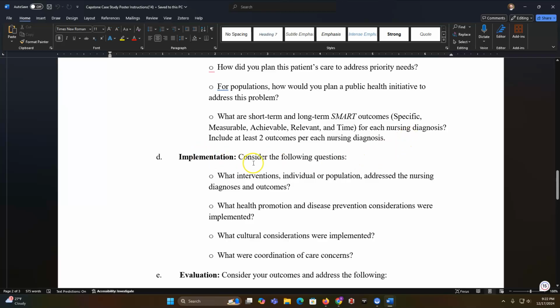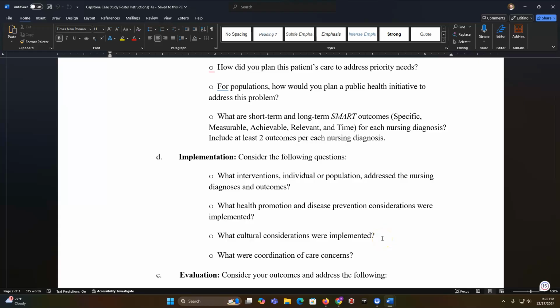What's your implementation? What interventions did you do? Address those nursing diagnoses and outcomes. What's the health promotion and the disease prevention that you could have done or helped with this, if at all possible? What cultural considerations were implemented? How did you help the patient in this regard? How did you coordinate care of concerns? What groups did you work with?